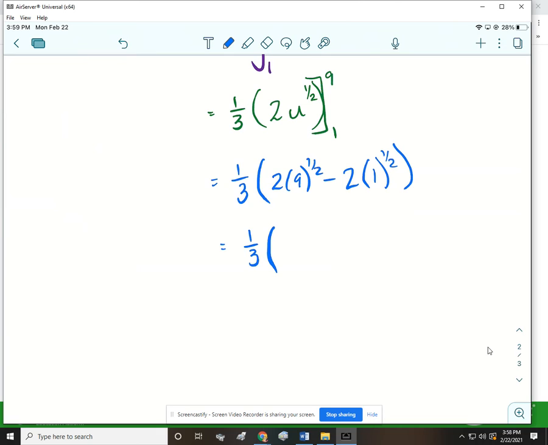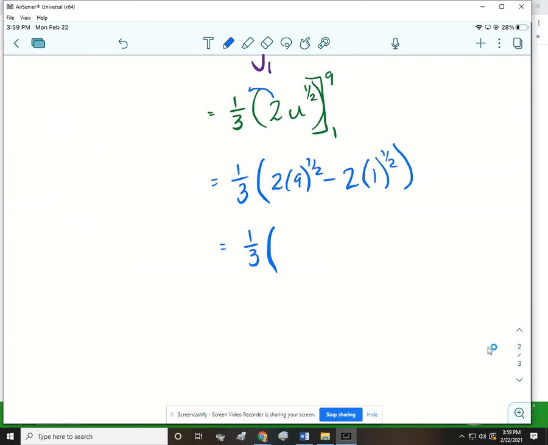We could have made this a little easier for ourselves. I didn't do it, but we could have pulled that 2 out with the 1/3. That would have probably been smarter. So at this point, we could have pulled that out and made it 2/3 out there. I didn't do it, so I'm just going to keep going with what I have.